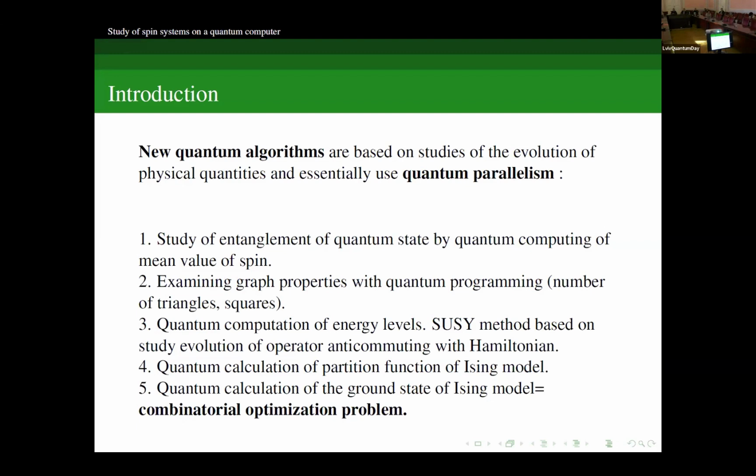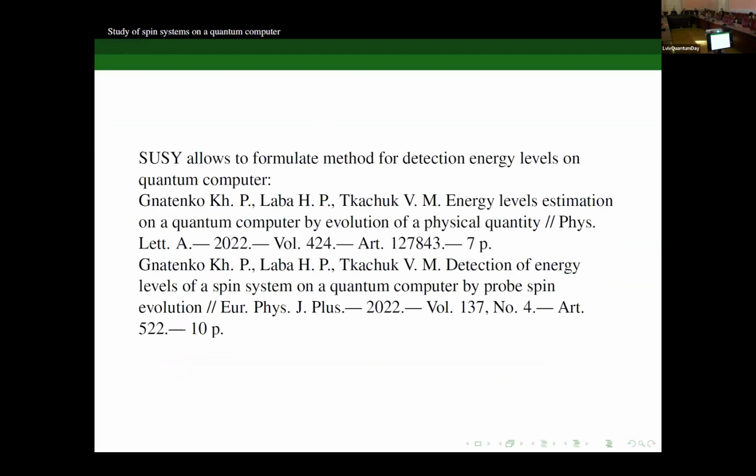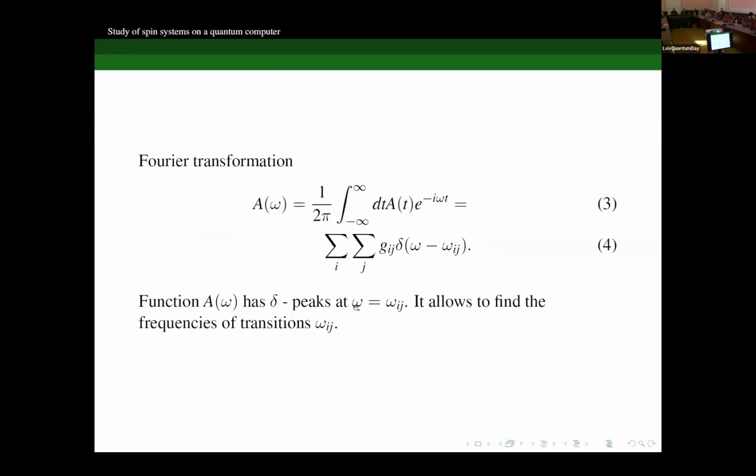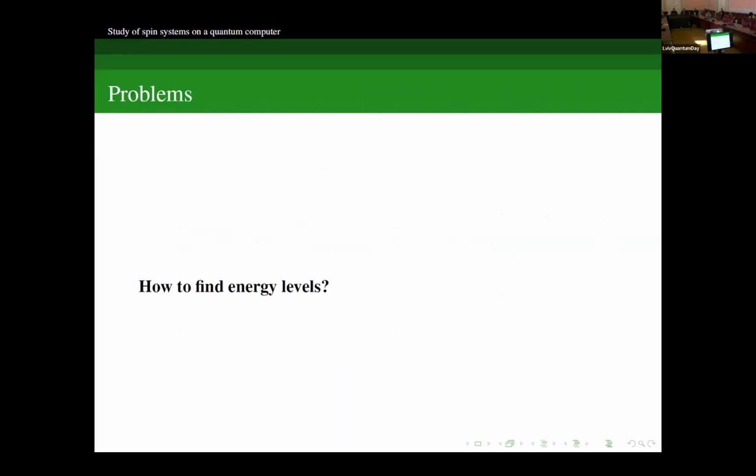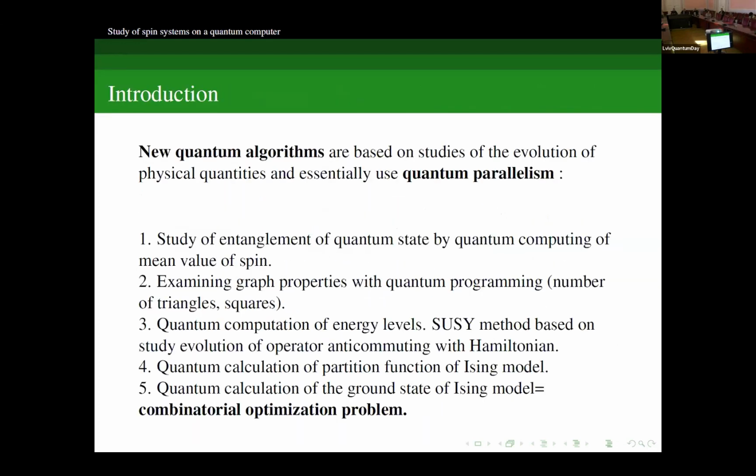So let us continue. The result which I consider now was obtained together with Christina Gnatenko and Labа Hanna from Polytechnic University. Christina is not here. It was published here, and let me explain in more detail.